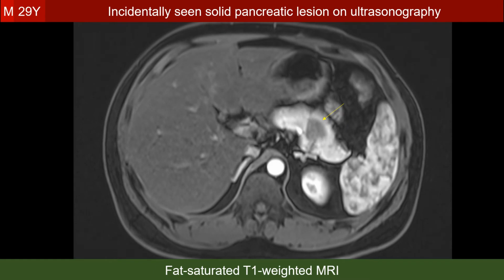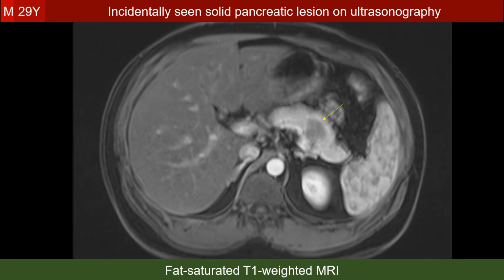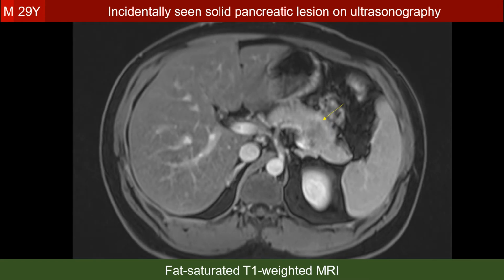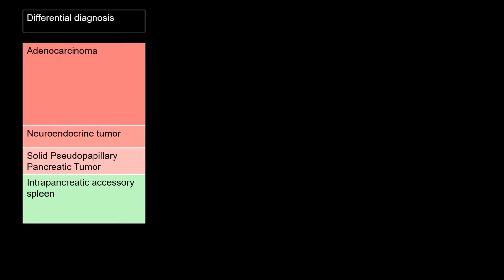And this is the gadolinium enhanced MRI showing enhancement of the lesion, which proves that we are dealing with a solid pancreatic lesion. Let us discuss the differential diagnosis of this solid pancreatic lesion. We have four disease entities: adenocarcinoma, neuroendocrine tumor, solid pseudopapillary pancreatic tumor, and intrapancreatic accessory spleen.